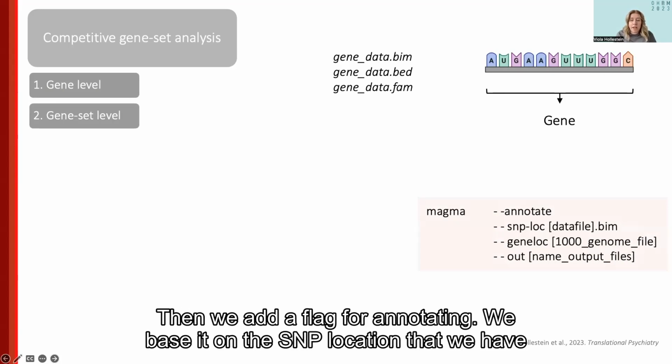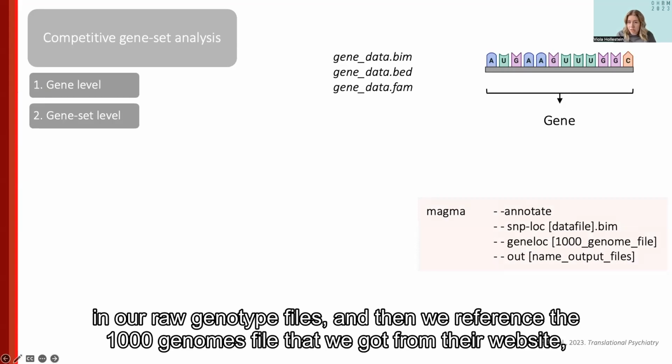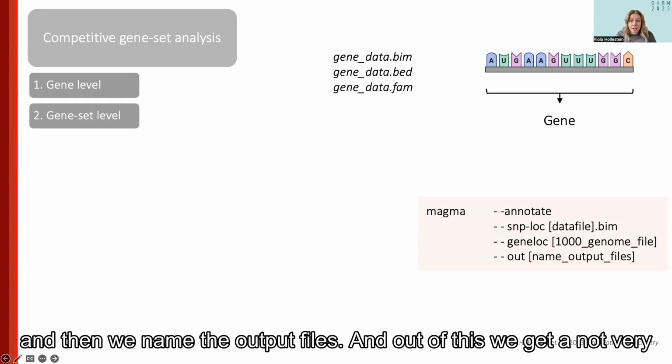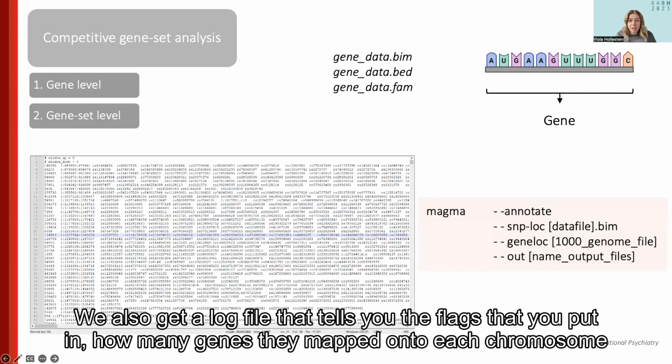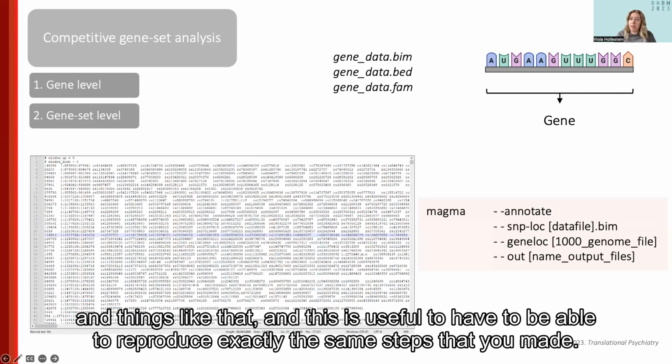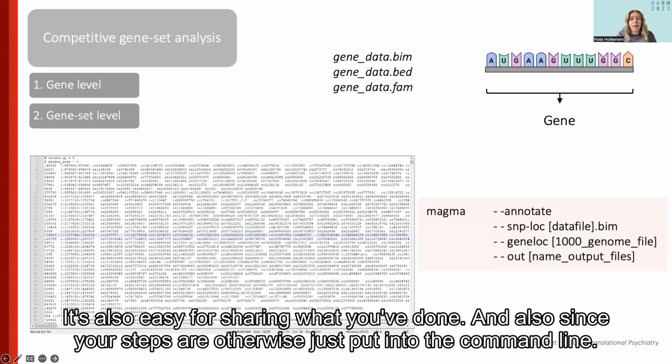Then we add a flag for annotating. We base it on the SNP location that we have in our raw genotype files. And then we reference the 1000 Genomes file that we got from their website. And then we name the output files. And out of this, we get a not very interesting looking text file, which we will use in our next step. We also get a log file that tells you the flags that you put in, how many genes they mapped onto each chromosome and things like that. And this is useful to have to be able to reproduce exactly the same steps that you made. It's also easy for sharing what you've done, since your steps are otherwise just put into the command line.